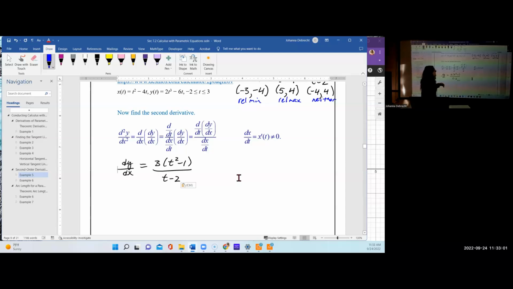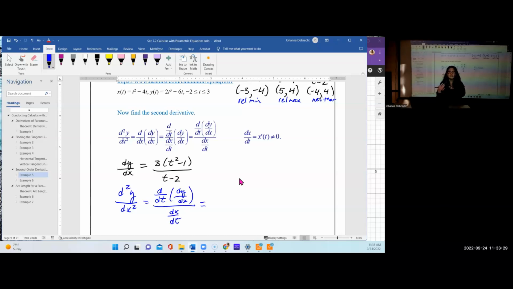Now, how do we find the second derivative? We take the derivative with respect to t of the first derivative, and then we divide by dx dt again. So now we're going to apply that down here. The second derivative of y with respect to x is going to give us the derivative with respect to t of dy dx. Always write the formula, and then by the end of the homework, you'll have it memorized without having to sit down and memorize it, because that's the pain.